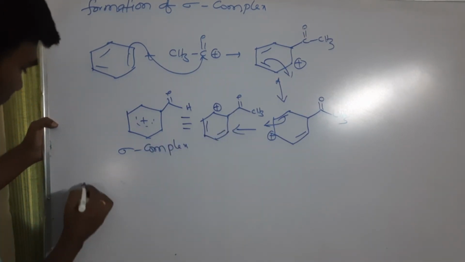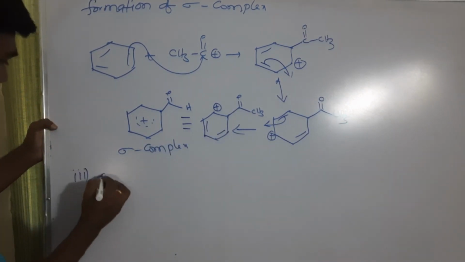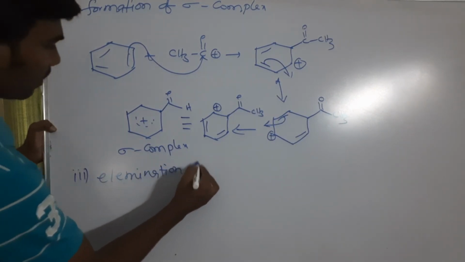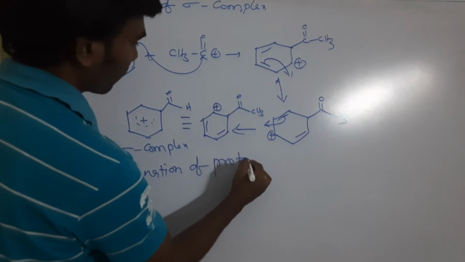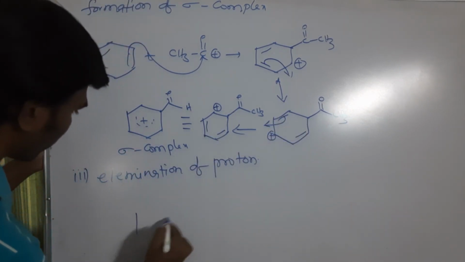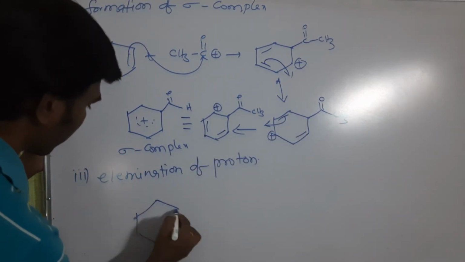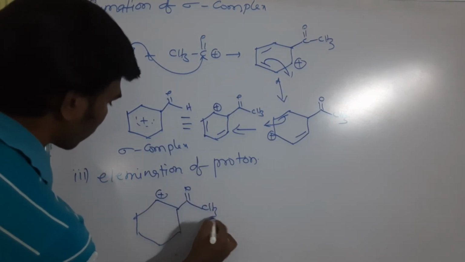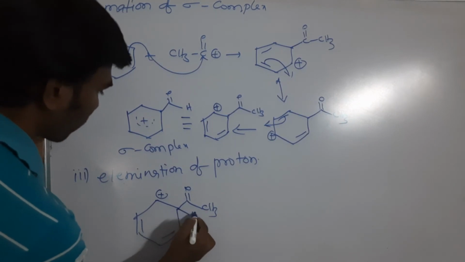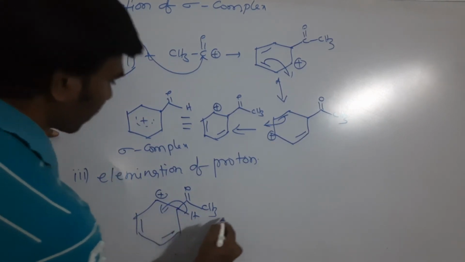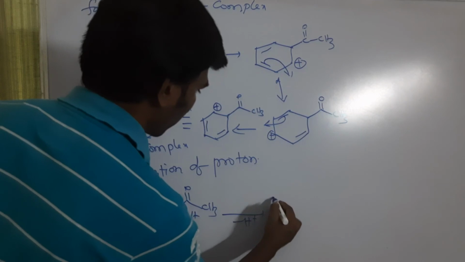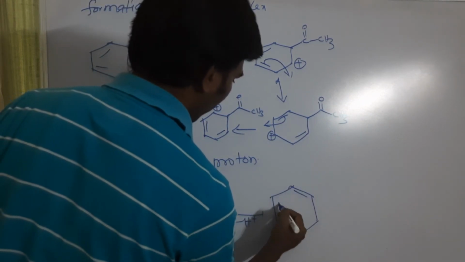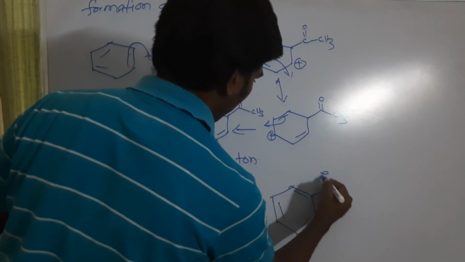Last step, the third step, is elimination of proton. In this elimination of proton, the sigma complex is there, with C double bond OCH3 attached. Here the hydrogen will be there. This bond will shift like this, minus H plus. This compound will lose a proton. So finally acetophenone will form like this.